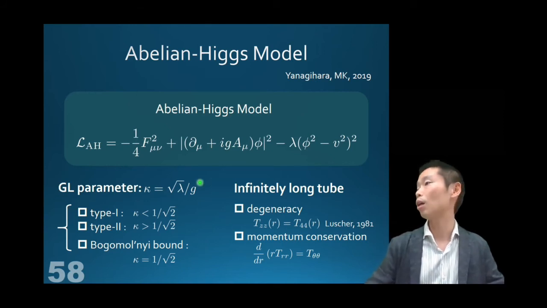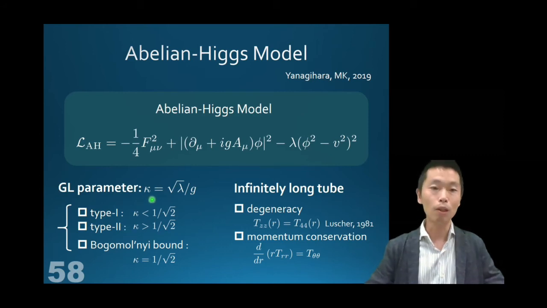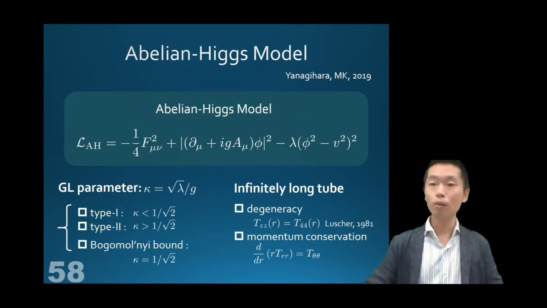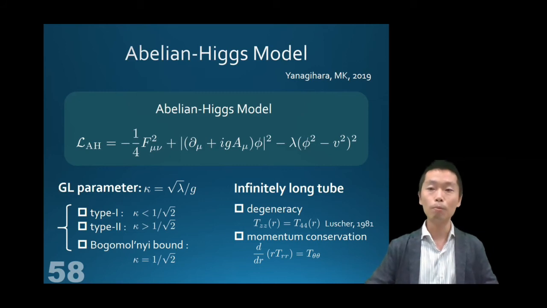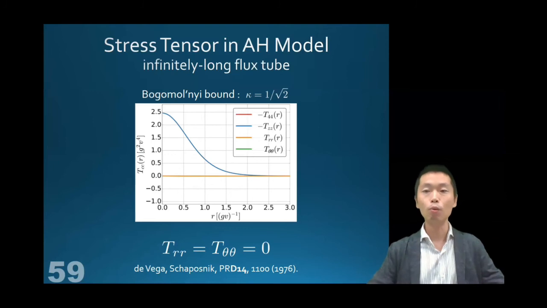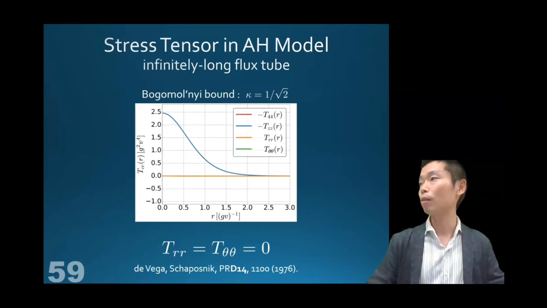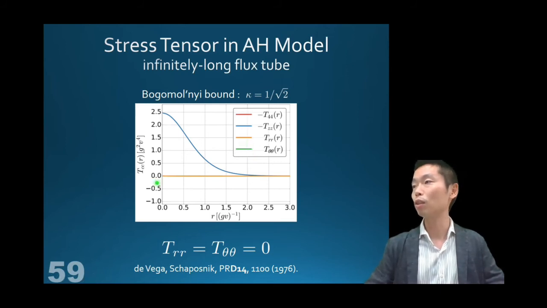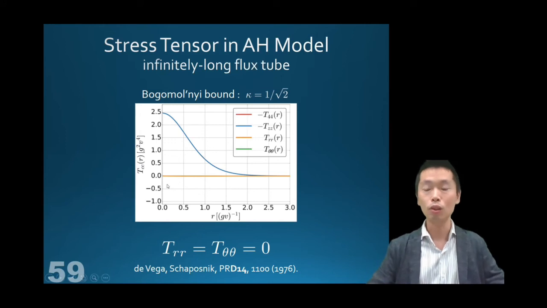In this theory, there are two parameters, and one important parameter is the Ginzburg-Landau parameter, represented by kappa. Depending on the value of kappa, the superconductivity or the vacuum is classified into type 1 or type 2. So some people discussed the type of the QCD vacuum by comparing this Abelian-Higgs vortex and the lattice result on the flux tube. But now we can make this comparison in terms of the energy momentum tensor. In the Bogomolny bound, which is the boundary between type 1 and type 2, TRR and T theta theta vanish. So this result is inconsistent with the lattice one.